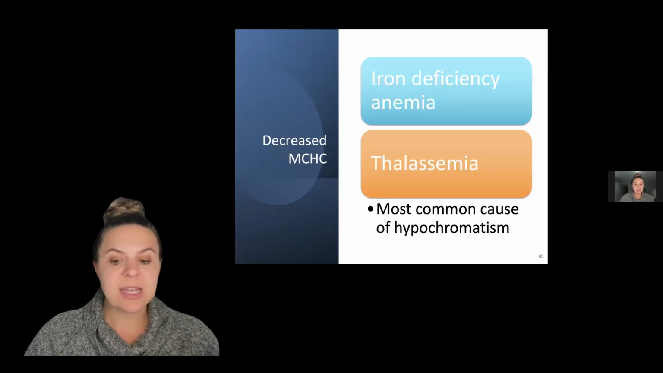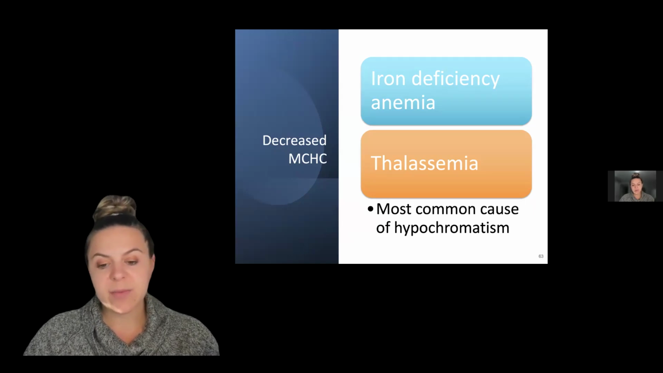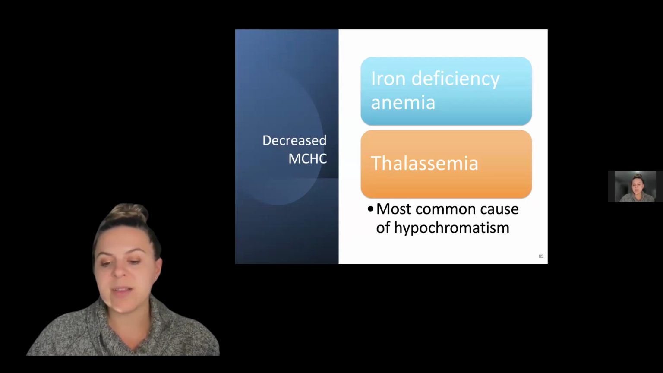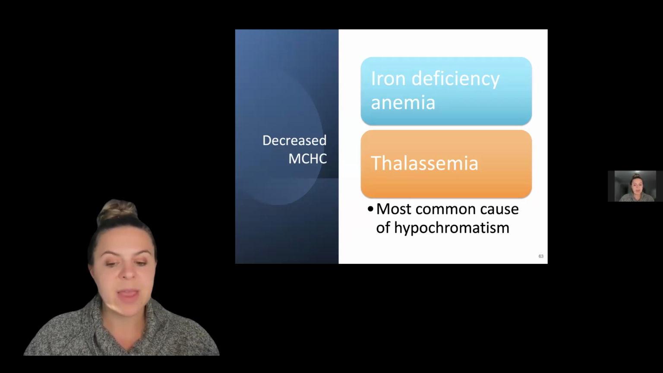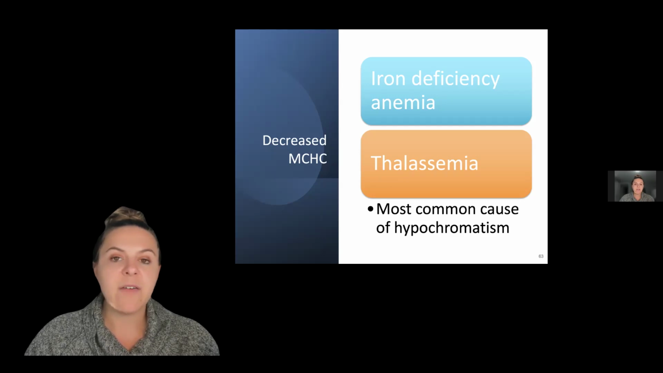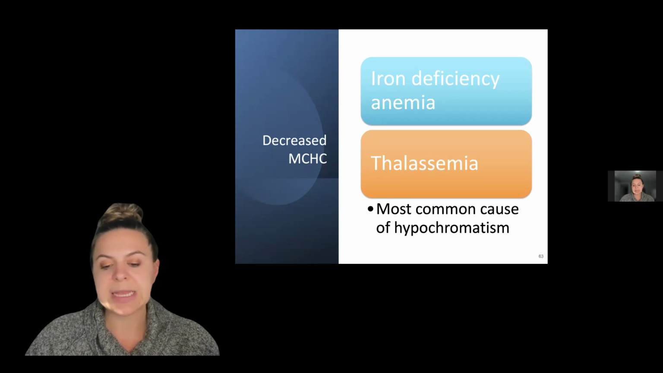A lower MCHC indicates hypochromia, which means red cells appear pale on smear because they have less hemoglobin. This is a hallmark for iron deficiency anemia. It's also commonly seen in thalassemia. It often will come with microcytosis, but they don't always go hand in hand.